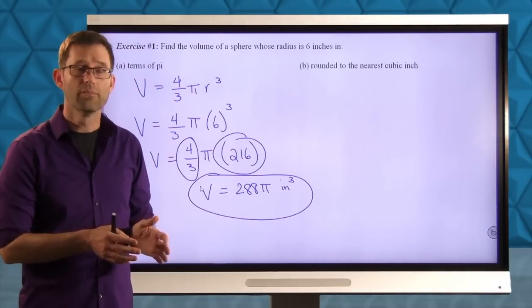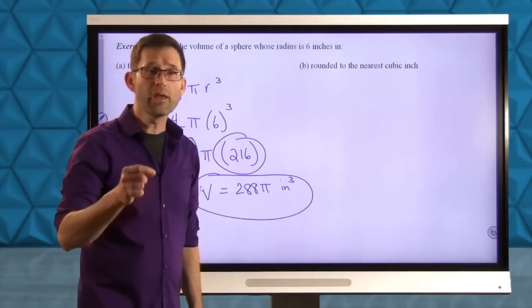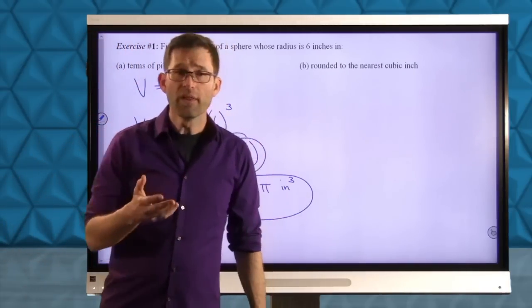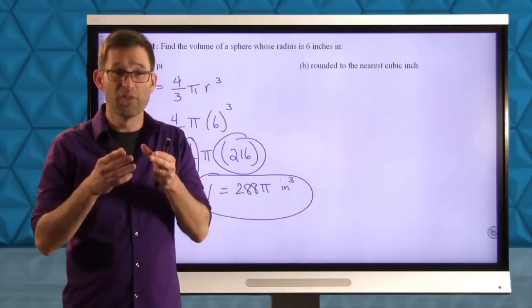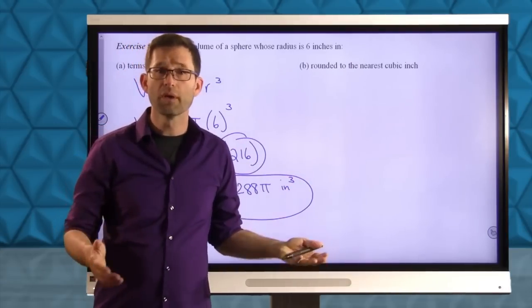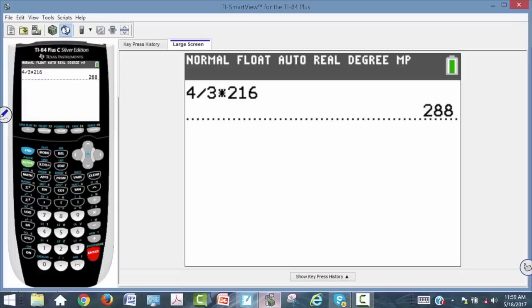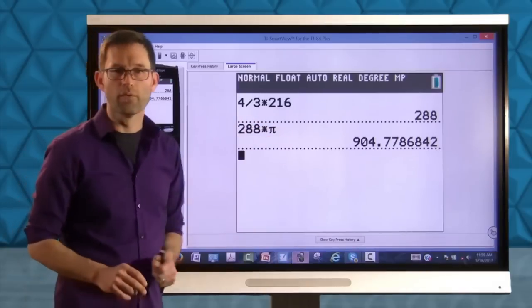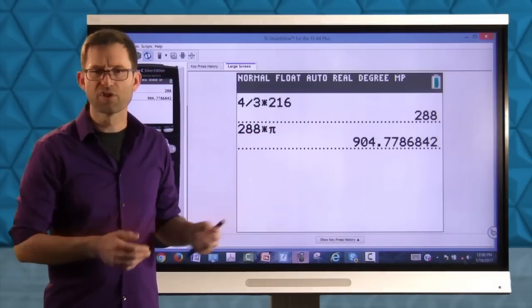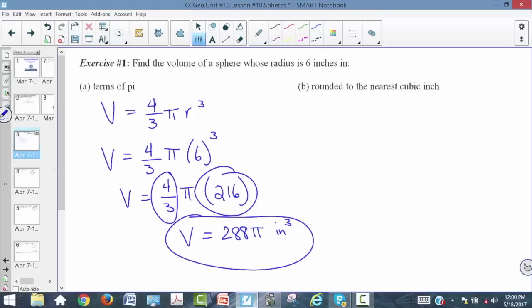Okay, now that's good. You want to be able to do it, because quite frankly, it could show up in terms of multiple choice and things like that. But in every practical scenario, you really want your volume in terms of something that you can visualize and something you can use, which means that we've got to get rid of that pi. We've got to have it to the nearest cubic inch or something like that. Now, if that's the case, all we really have to do at this point is do 288 times pi. And there's our actual volume: 900 and, to the nearest cubic inch, 905 cubic inches.